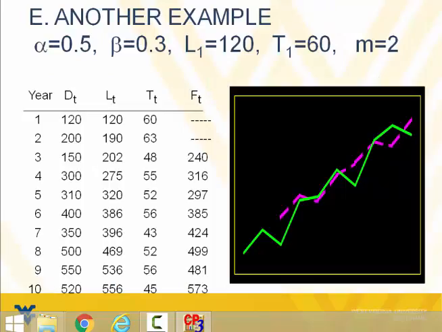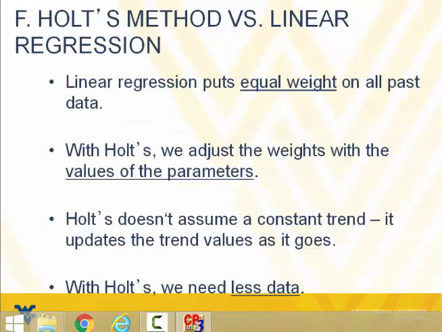So we completed our example with m equal to 2 for the whole forecast last class, and later on we're going to look at linear regression. Linear regression is the other method used to identify the trend pattern in time series. Comparing Holt's method versus linear regression is much like the cumulative mean, which puts equal weight on all historical data.